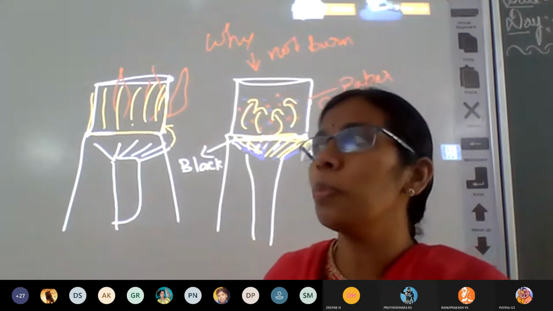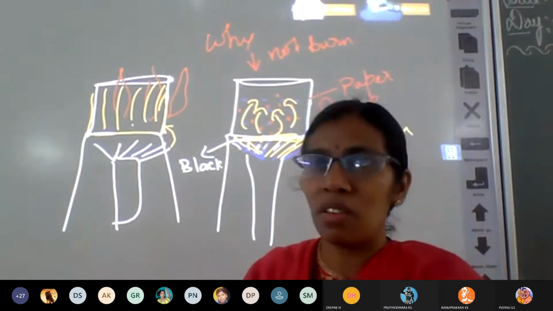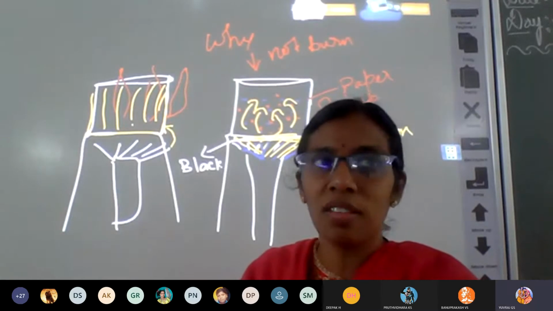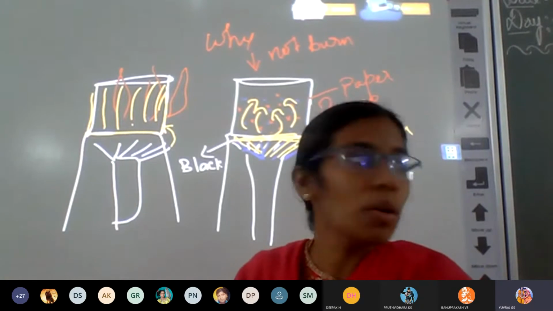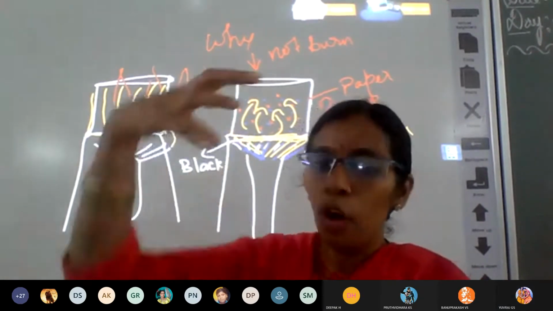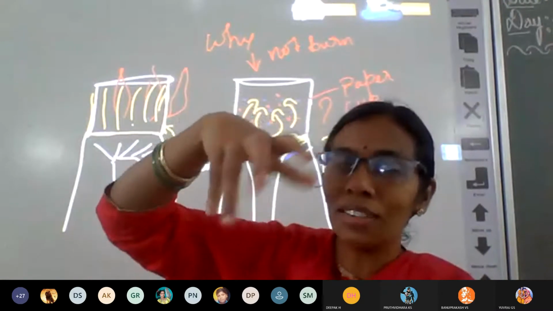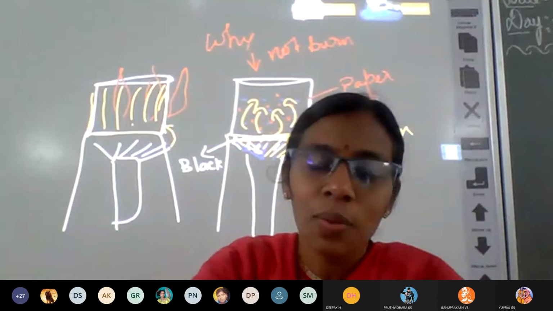Even when paper does not burn, when you are heating the paper, at the bottom you will get a black substance. What is it, children? You must have observed, in a temple when we go, we light camphor, right? And then upon that we keep a broken coconut, a white coconut, and it turns black. Did you notice that? Yes, ma'am.